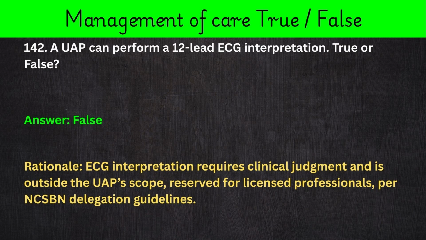142. A UAP can perform a 12-lead ECG interpretation. True or false? Answer: false. Rationale: ECG interpretation requires clinical judgment and is outside the UAP's scope, reserved for licensed professionals per NCLEX-PN delegation guidelines.